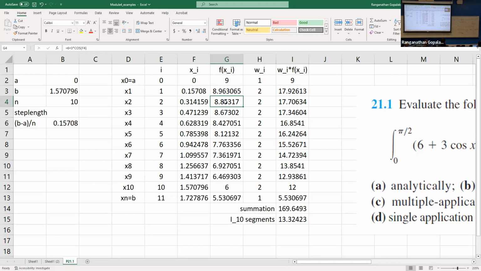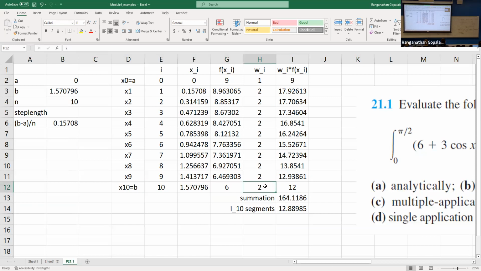If we work for 10 segments, you currently have, well, oh okay, hold on. Oh yeah, I have 12 segments. Oh, this is my last point, so xn or x10 is equal to b. Thank you. So I don't need this line.